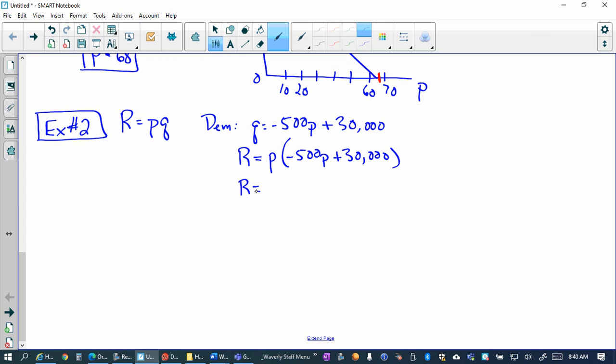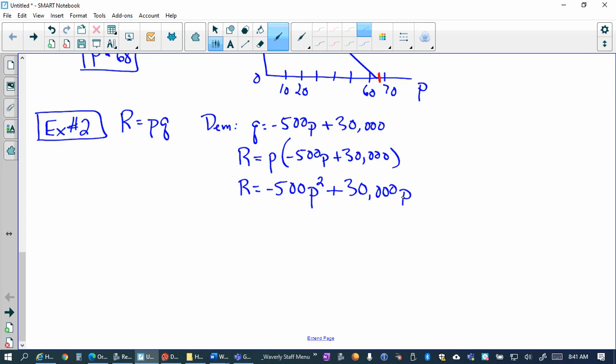We're just distributing that P right there through. What is P times negative 500P? So negative 500P squared, plus 30,000P.